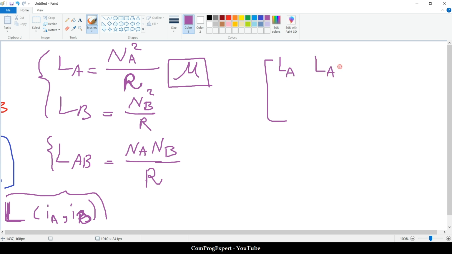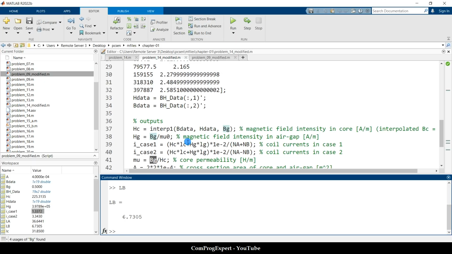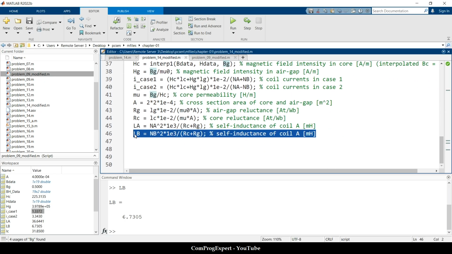LA, LAB, LBA, and this is LB. The inductance matrix is symmetric, right? LAB is equal to LBA. And here you can see the mutual inductance is 19. So let me calculate the mutual inductance also.